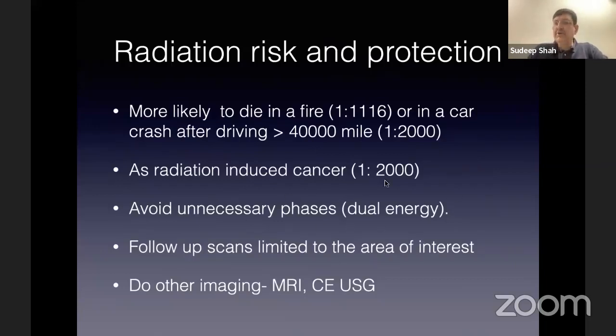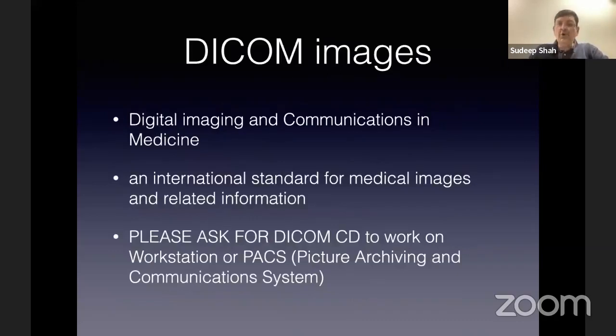And the radiologist will help you with something called a dual energy scan, where you need not even do a plain scan because you can subtract the iodine from the scan. Follow-up scans can be limited to the area of interest. You can do other imaging such as an MR or a contrast enhanced USG if you are really worried about the radiation risk. Make sure if you're getting scans from outside that you have DICOM images.